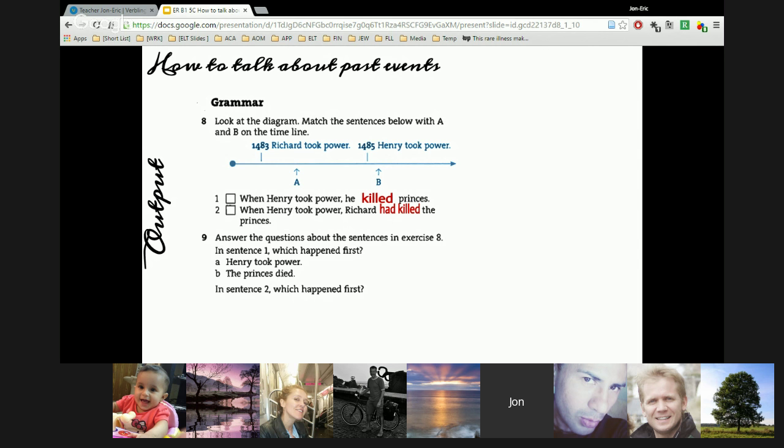Here's the answers that I would give. Number 1 matches with B. When Henry took power, he killed the princes after 1485 because he killed the princes to become king. In number 2, it should be A, which is before or between 1483 and 1485. When Henry took power, Richard had killed the princes. I hope I did it right. No, I did that backwards. I'm sorry. Did I do that backwards or not?